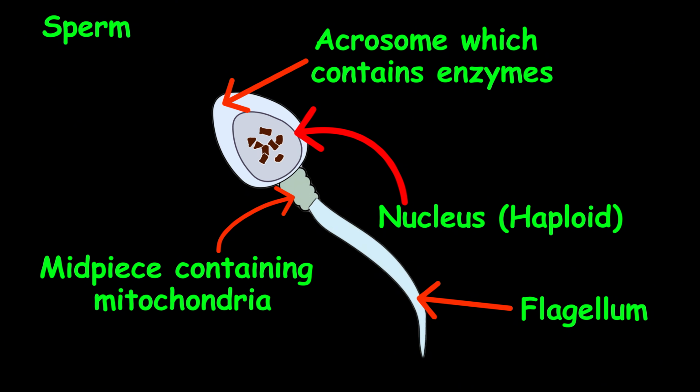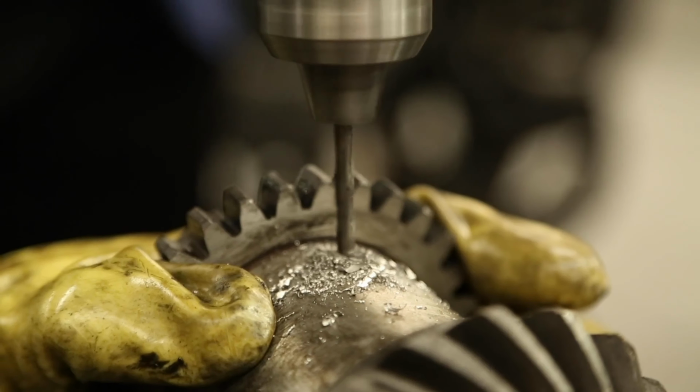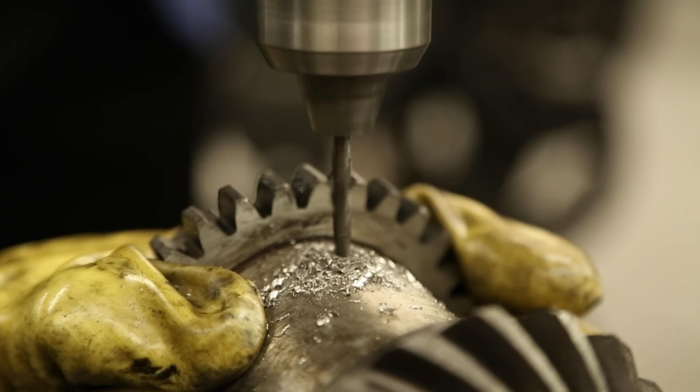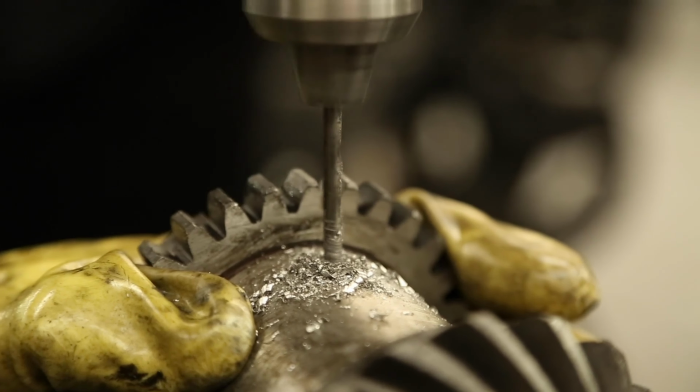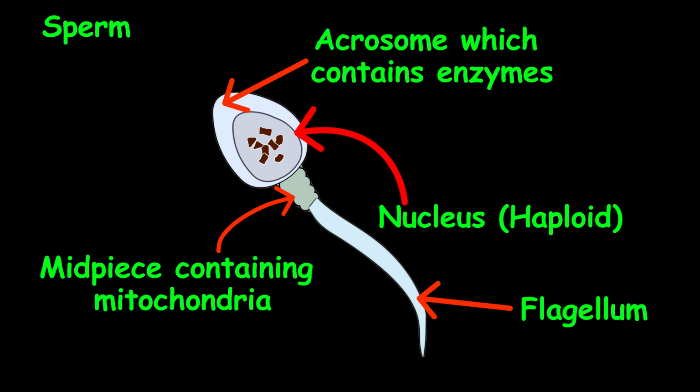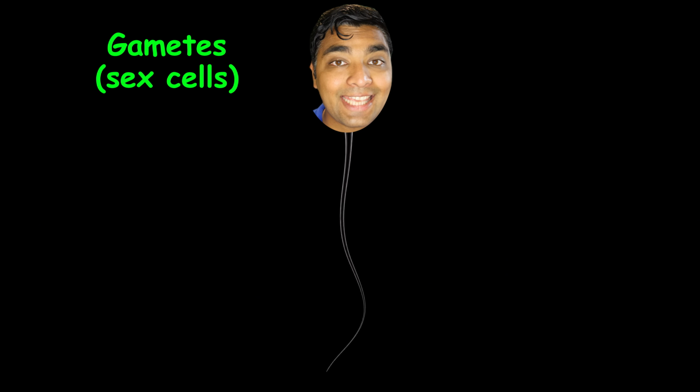Now the tip of the head contains an organelle called the acrosome. The acrosome contains enzymes which help break down the membrane of the egg cell. That's right, contrary to popular belief, the sperm cell doesn't exactly drill into an egg cell, it penetrates it through enzyme activity. The proper word for sex cells is actually gametes.